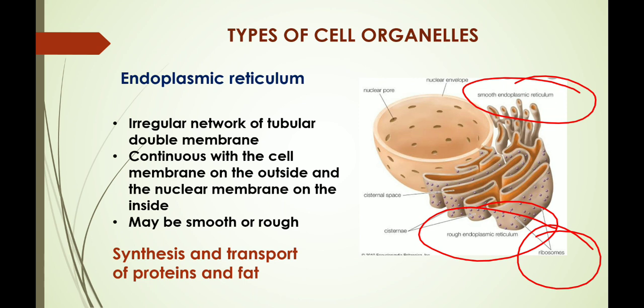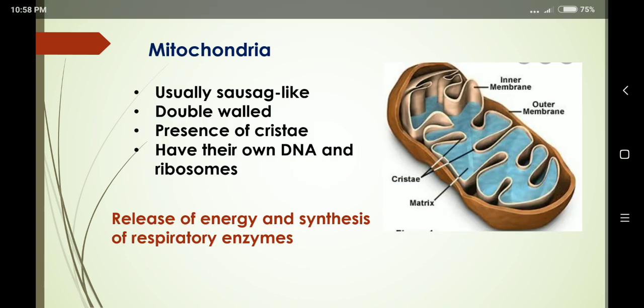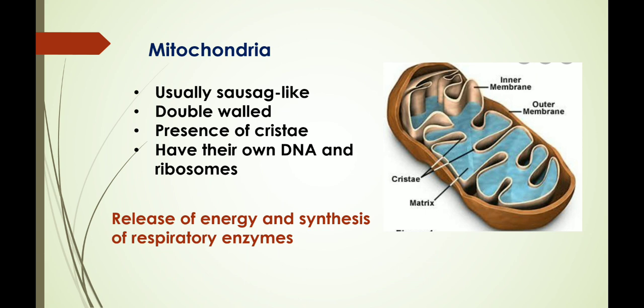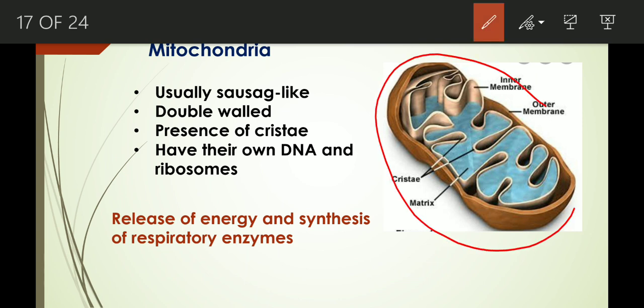Clear? Next type is mitochondria. If you look at the diagram, then you can see clearly that mitochondria is sausage-like. That means the shape is sausage-shaped. This is the sausage-shaped structure. And they contain two walls. So it's double membranous or double walled. Clear? Inner membrane and outer membrane.